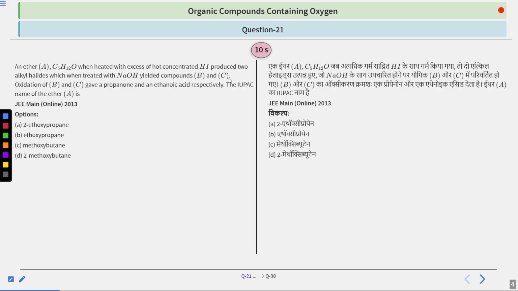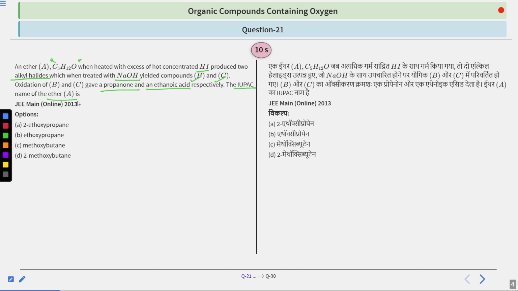So we have a given reaction: ether C5H12O, when heated with excess of hot concentrated hydrogen iodide, will produce two alkyl halides, which, when treated with NaOH, yielded two compounds named B and C. Oxidation of B and C gave a propanol and an ethanoic acid respectively. So when you oxidize the B compound, it will give propanol, and when you oxidize the C compound, it will give ethanoic acid.